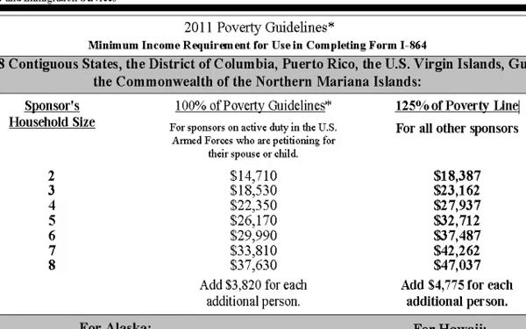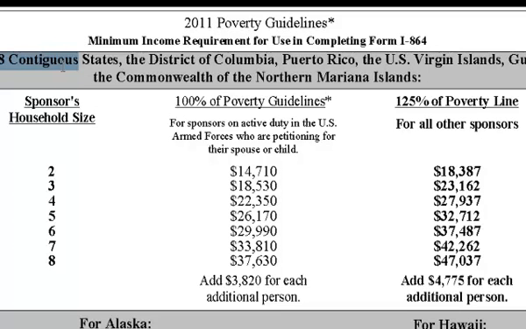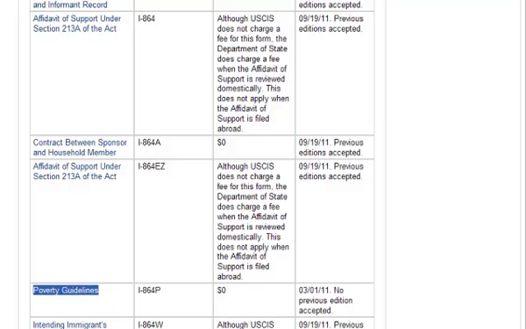There are three categories. There are people who are in Hawaii, others who are in Alaska, and others who are in the 48 contiguous states. The use of these tools by themselves can be extremely daunting. The affidavit of support calculator is intended to make it easier for people to use.